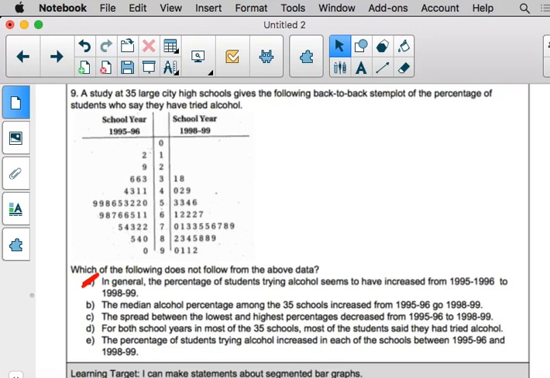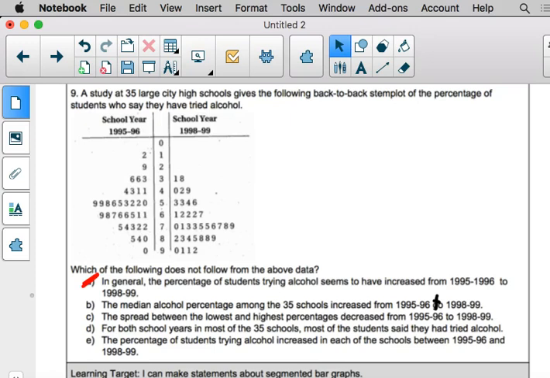The median school alcohol percentage among the 35 students increased from 1995 to 1998. I'm sorry, that is a typo. That should be 2. And yes, that is, again, the trend that we're seeing. We notice the peak is going upward. So if the peak amount is going upward, and the min and the max are moving upward, that would imply that the median is likely moving upward too. If you wanted evidence of that, again, you could actually find what the median is.